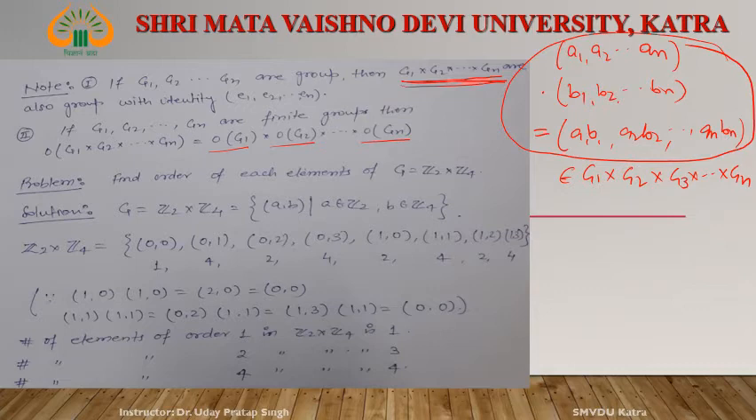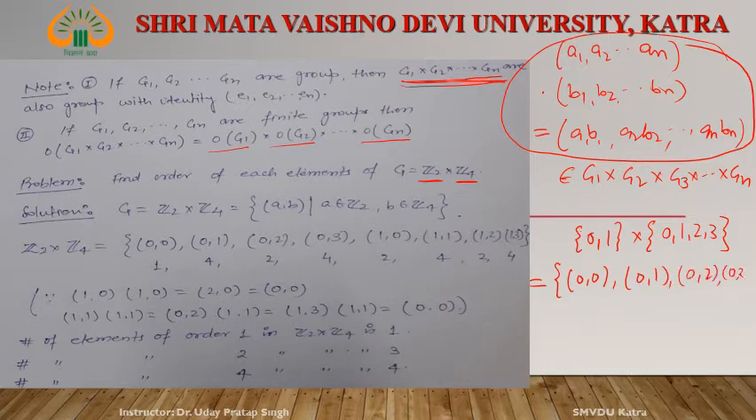If G is equal to the Cartesian product of Z2 and Z4, what is Z2? Z2 contains two elements, 0 and 1. And what is Z4? It contains four elements: 0, 1, 2, 3. Right? What are the ordered pairs? The ordered pairs are (0,0), (0,1), (0,2), (0,3), (1,0), (1,1), (1,2), (1,3). Right? This is Z2 cross Z4. Now find out the order of all elements.